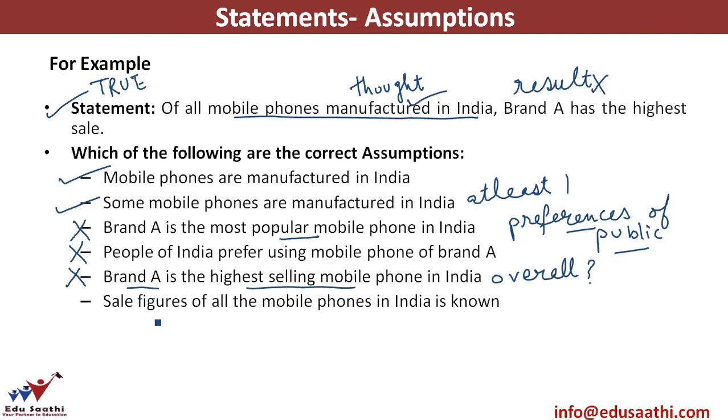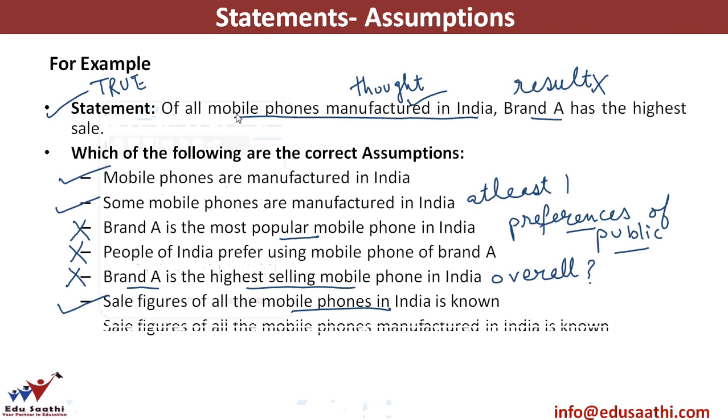So this is an incorrect assumption. Next, sale figures of all mobile phones in India are known. Of all mobile phones in India, if you know all sale figures, whether they are Indian manufactured or foreign imported, only then can you derive this conclusion that brand A has the highest sales. So this is a valid assumption. In case you don't know the sales figure of even one mobile phone manufactured in India, you cannot comment upon the sales of brand A.